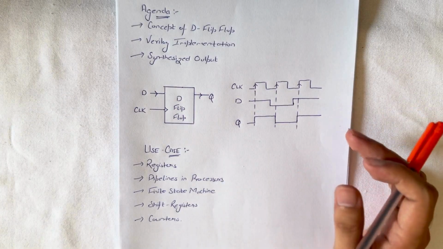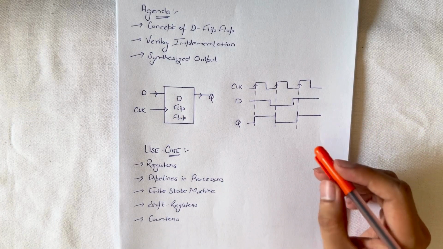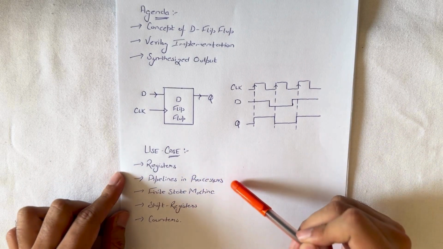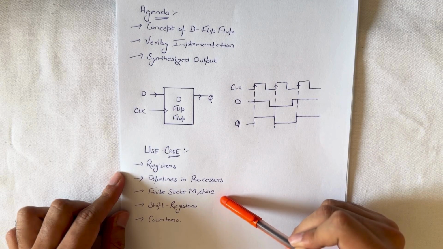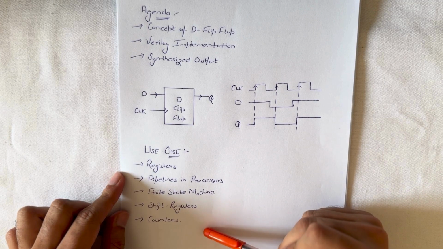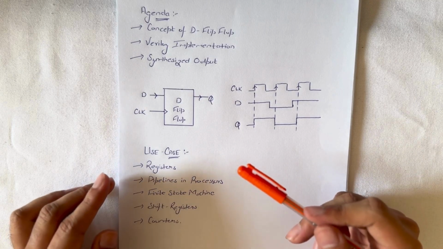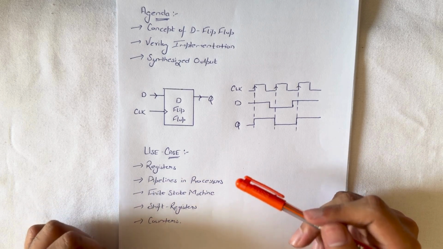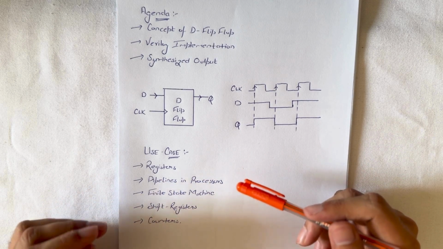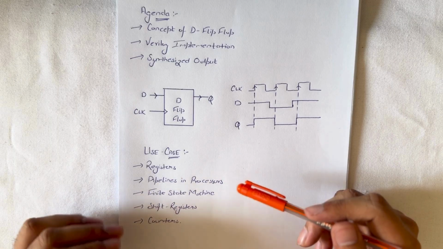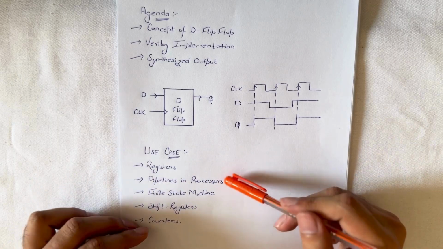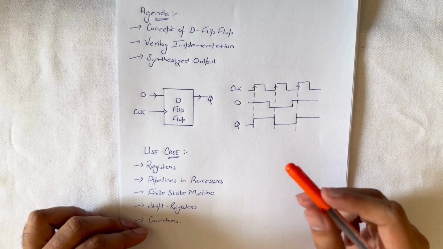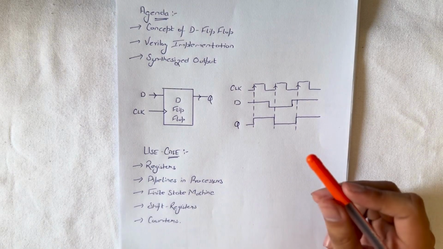Now, why are D flip-flops important in VLSI? In VLSI, flip-flops are everywhere. They're used to build registers, pipelines in processors, finite state machines, shift registers, and counters. Basically, whenever we need to store data between clock edges, we use flip-flops. They also play a very important role in timing because a digital system often depends on how signals move from one flop to another. That is why understanding flip-flops is one of the first steps when learning VLSI design.